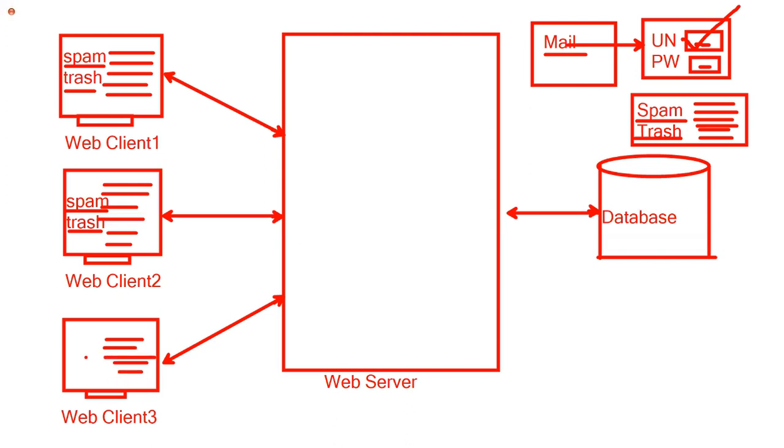Okay. Now, here spam, trash. Now, these mails are the AAA mailbox. This is the BBB mailbox. This is the CCC mailbox.